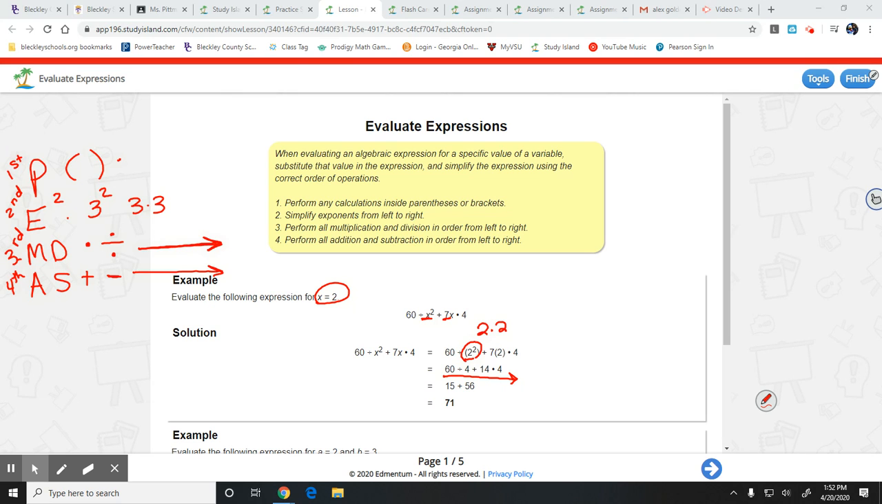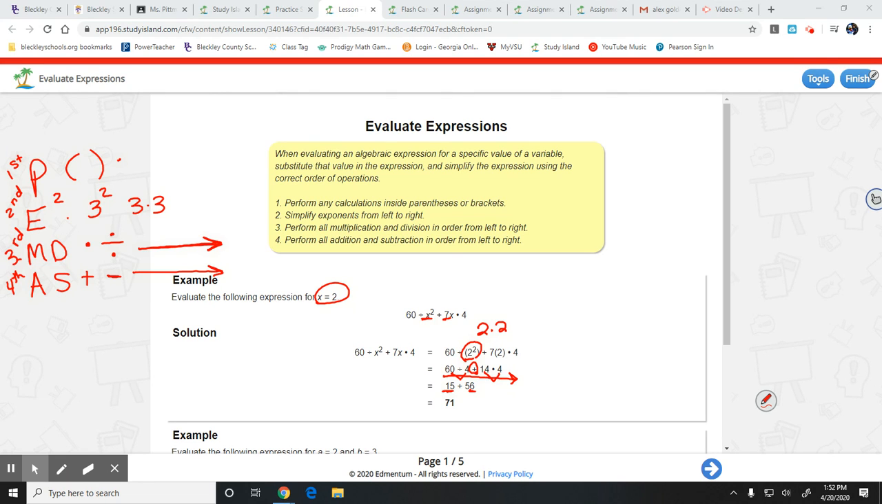So the first thing we're going to have to do is 60 divided by 4, which gives me 15. Okay, we're not adding yet, so we're going to hold on to that addition sign. Okay, and now we've got 14 times 4. Well, we're still in the multiplication and division step, so we can do that. And 14 times 4 gives me 56.